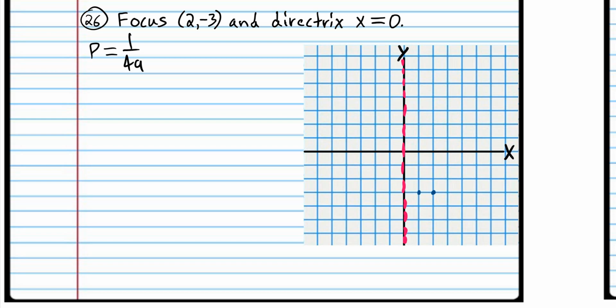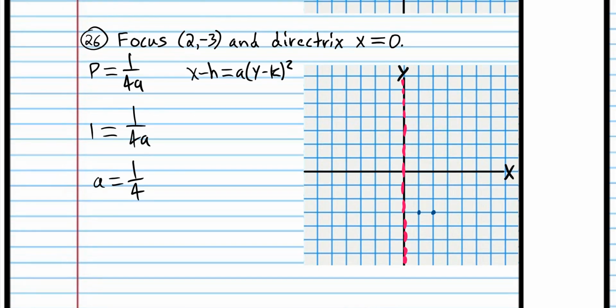P, you can see, is the distance from this vertex to the focus, which is 1. That's also the distance from the vertex to the directrix. And a is obviously equal to 1/4. So this parabola is opening to the right. So that means that y minus k is going to be squared in our equation.